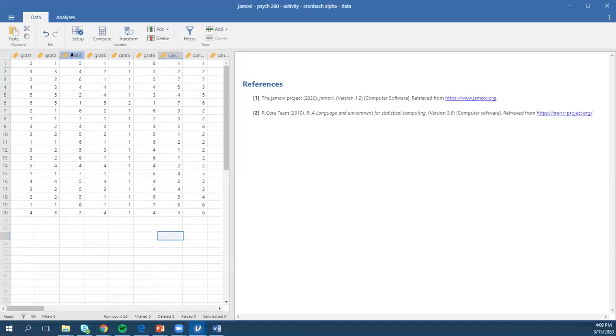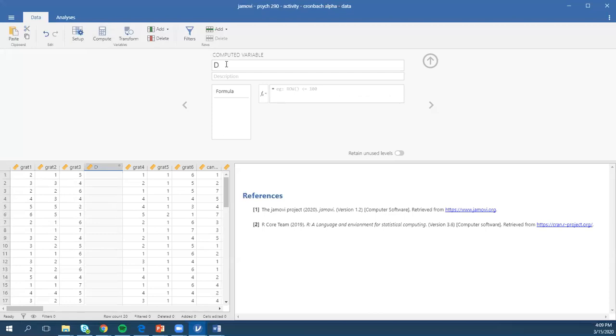So what I'm going to do is I'm going to highlight GRAT 3. That's our first question we need to reverse code. And I'm going to go to this compute option here. If I click on that, it's going to let us add a column with new data. Let's call it GRAT 3 RC for GRAT 3 reverse code.